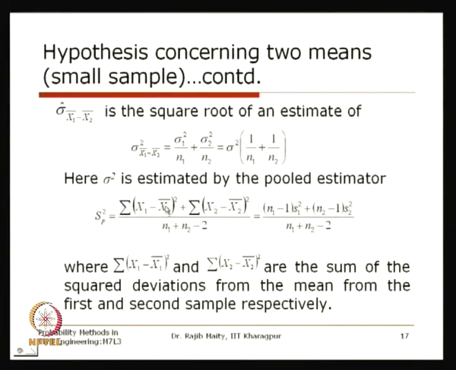So, the summation of (x1 minus x1 bar) square plus the summation of (x2 minus x2 bar) square, divided by n1 plus n2 minus 2, which is basically n1 minus 1 times the variance of the first sample plus n2 minus 1 times the variance of the second sample, divided by n1 plus n2 minus 2, where these two quantities are the sums of the squared deviations from the mean of the respective samples.